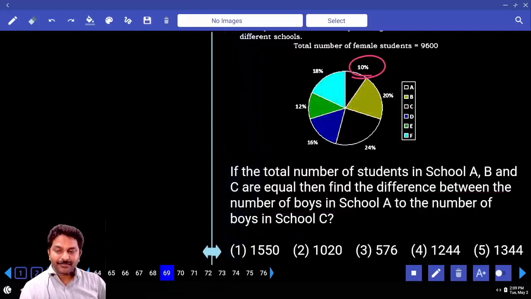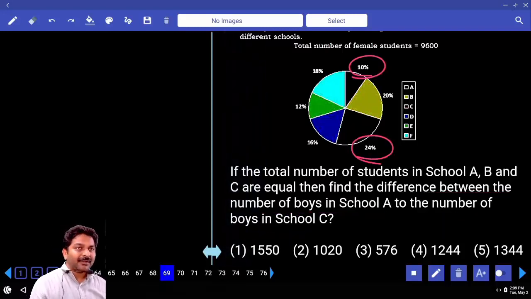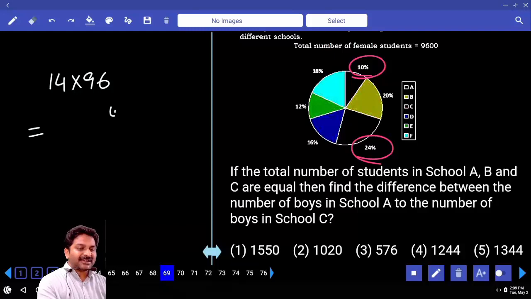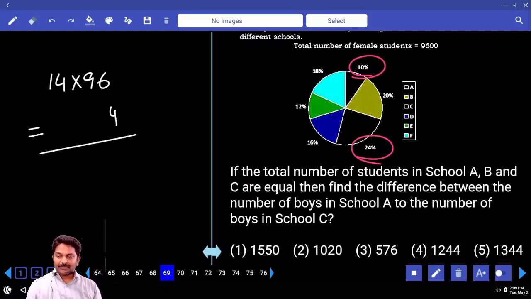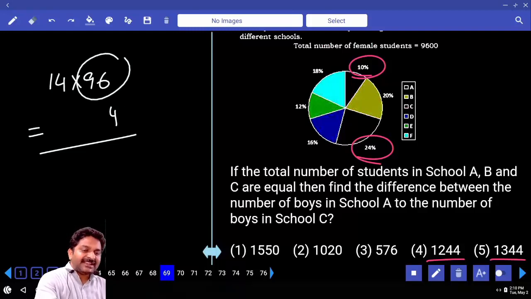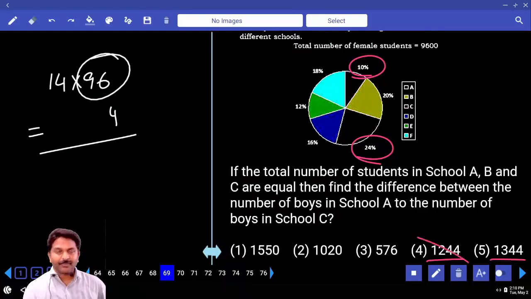In A, how many female are there? In C, difference 14% in the sense 14 into 96 only. Answer must end with how many options? Come on. Observe these two options. Fourth option, is it a 3 multiple? Fifth option, is it a 3 multiple? So let's identify whether our answer is a 3 multiple or not. Is 96 a 3 multiple? Answer must be a 3 multiple. Can it be the fourth option? Fifth final. Done.